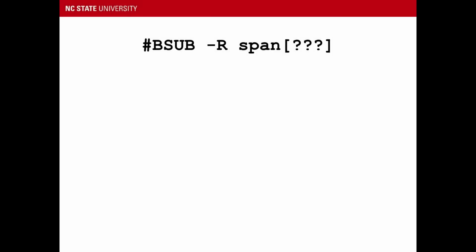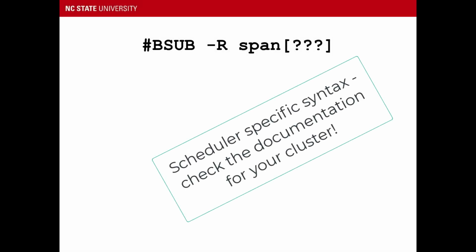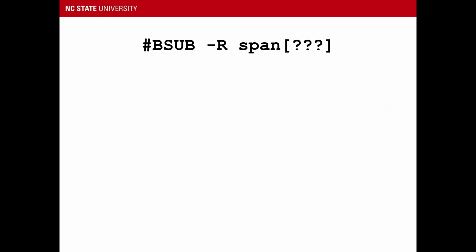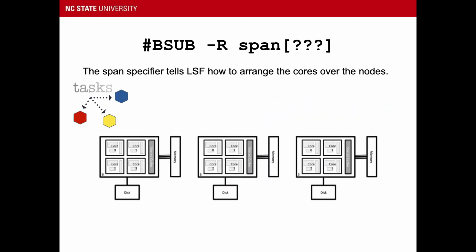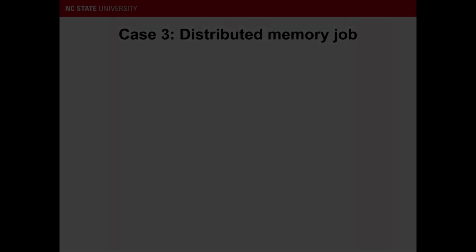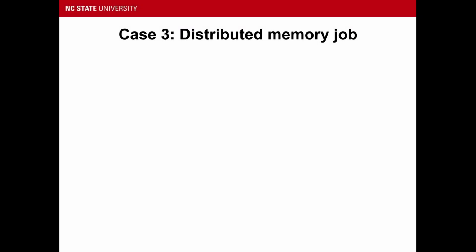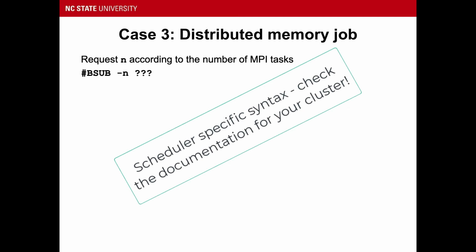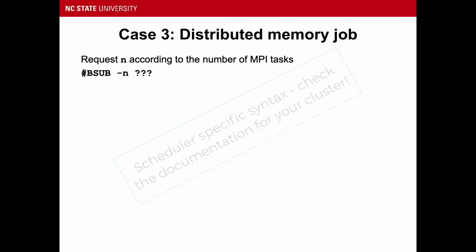The next optional specifier is bsub -R span. The span specifier tells LSF how to arrange the cores over the nodes. The options are to specify that all the cores must be on a single node with hosts=1. The next option is that you can specify how many cores per node with ptile. When running a distributed memory job, request n according to the number of MPI tasks or processes.